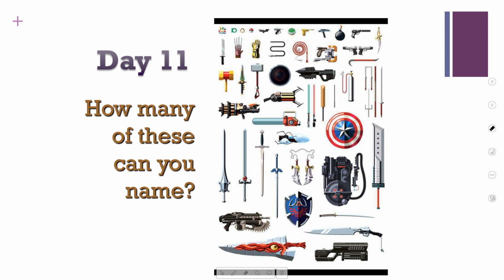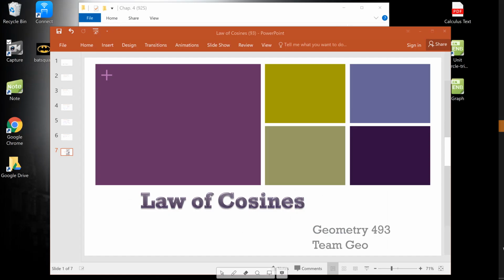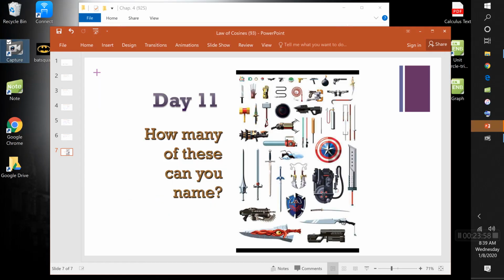You got the gravity gun. Portal gun. That looks good. Hold on, I'll put it back.